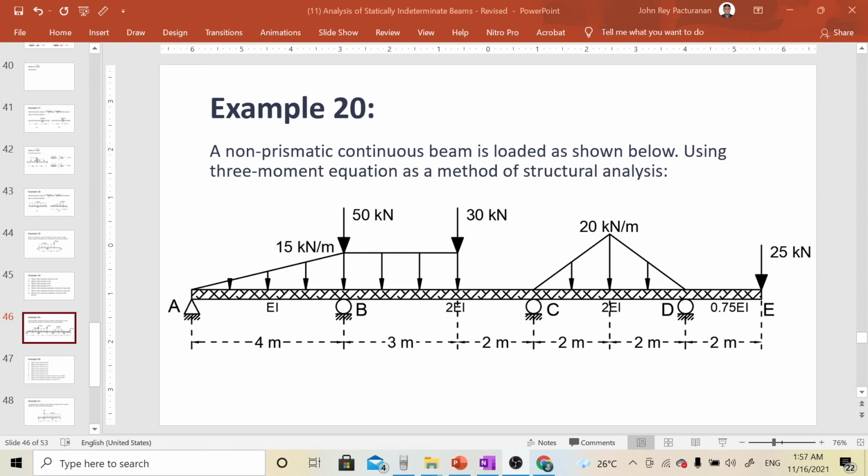Hi guys! For this video, ang pag-uusapan natin is the second part of our solution dito sa example number 20 na nakikita nyo sa inyong screen. So recap lang tayo nung naganap doon sa part 1 nung solution. So ang nahanap na natin is yung mga moments sa B, C, and D using the three-moment equation, right? So, therefore, dahil doon, ang magiging next part na lang natin is to solve for the vertical reactions of the support and of course the shear and moment diagram of this beam.